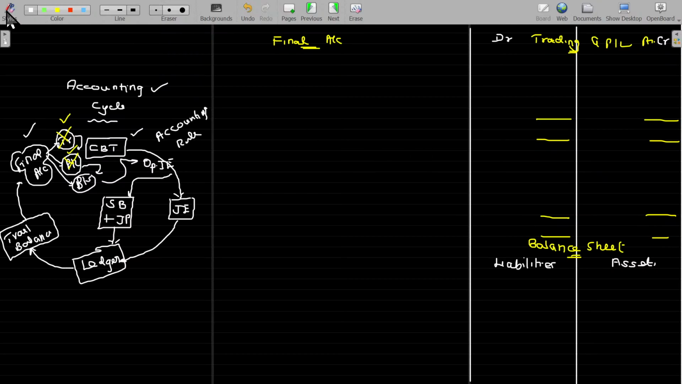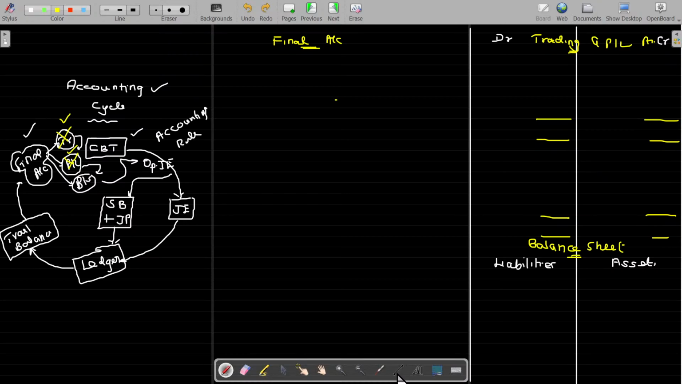Okay, from the trial balance, I am going to post that to trading and P&L account. What are the items will be appearing in the trial balance? Let's see here. In trial balance, assume that, so these are the items are there. I'll assume these are the items available in trial balance, right?